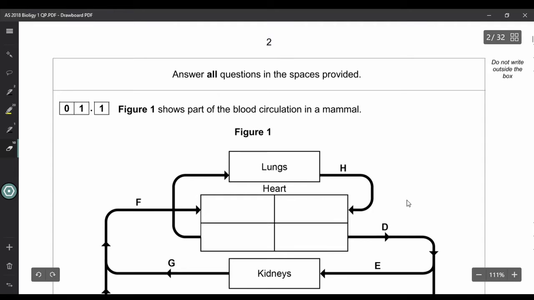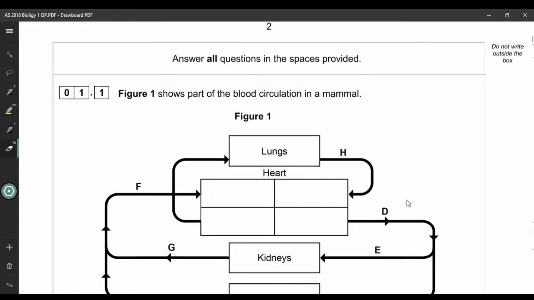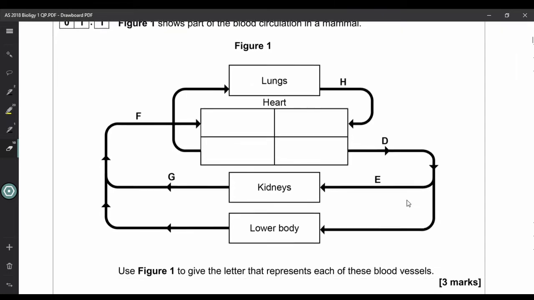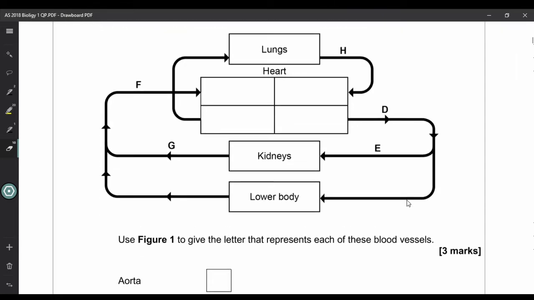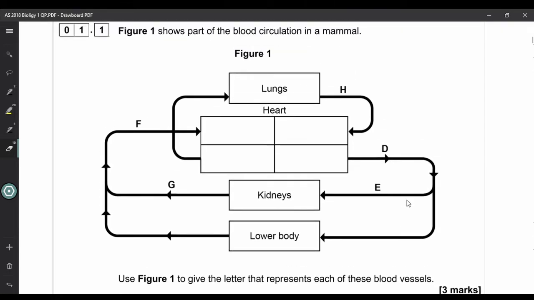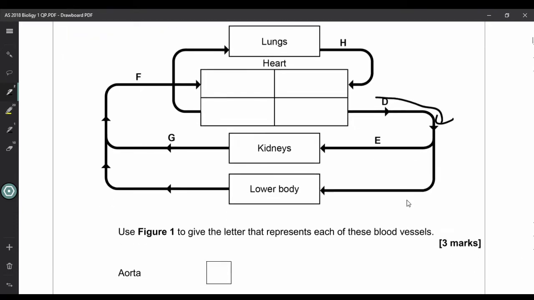So this first question concerns the blood system around the human body. And you're asked to identify certain vessels. So the first one is the aorta. So the aorta is the artery that goes from the heart to the rest of the body, which is going to be this one here. So the answer to the first part is D.